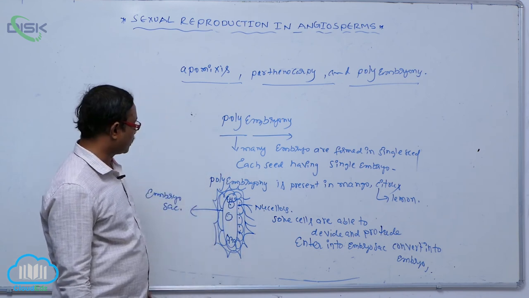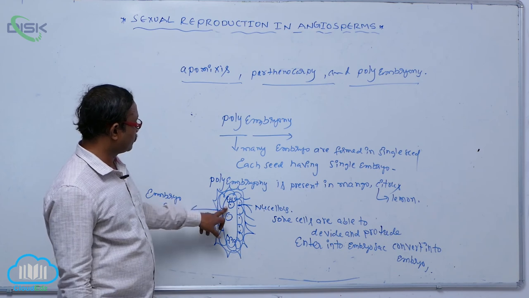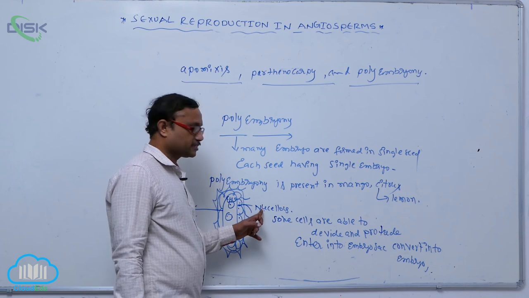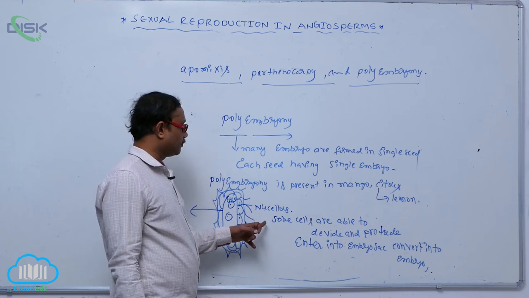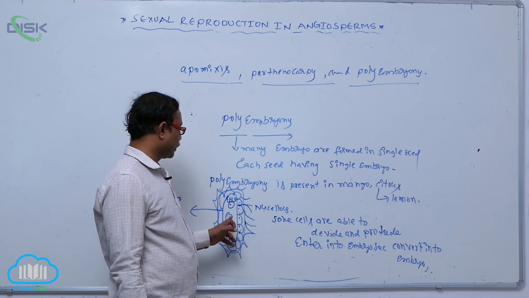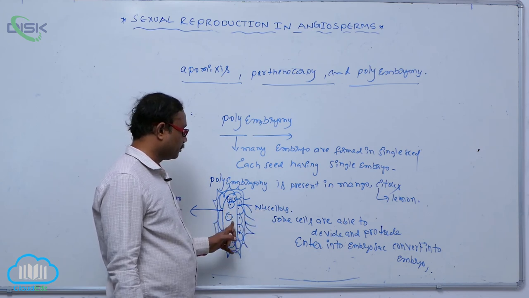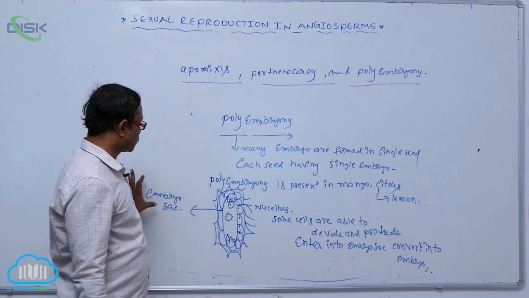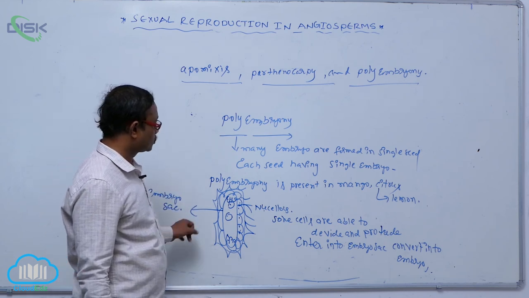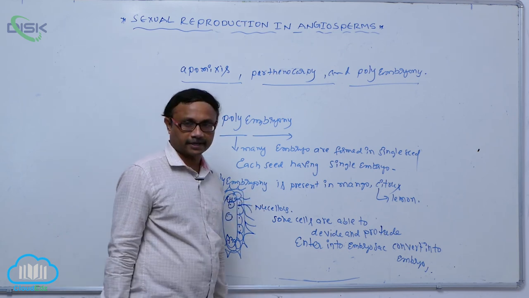Generally, the egg cell is converted into the embryo, and sometimes the nucellus cells are able to divide, undergo cell division, protrude, enter into the embryo sac, and are converted into embryos, okay? So that's why each seed has more than one embryo. That is known as the polyembryonic condition.